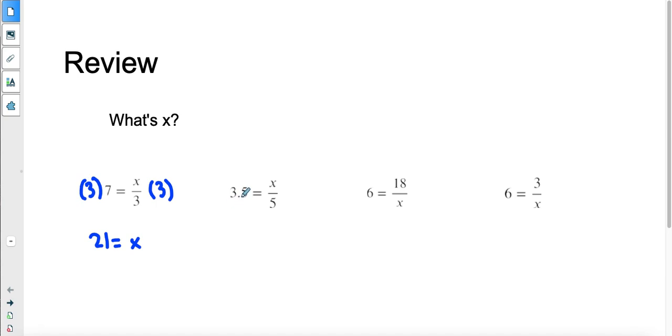Next, I have 3.5 is equal to x divided by 5. Again, to get x by itself, I know x has to be 5 times greater than 3.5, because I'm trying to figure out what number I need to divide by 5 to get 3.5. So just like before, I'm going to multiply by 5, and that will give me x. So let's do that. 5 times 3.5 gives you 17.5. So x is equal to 17.5.